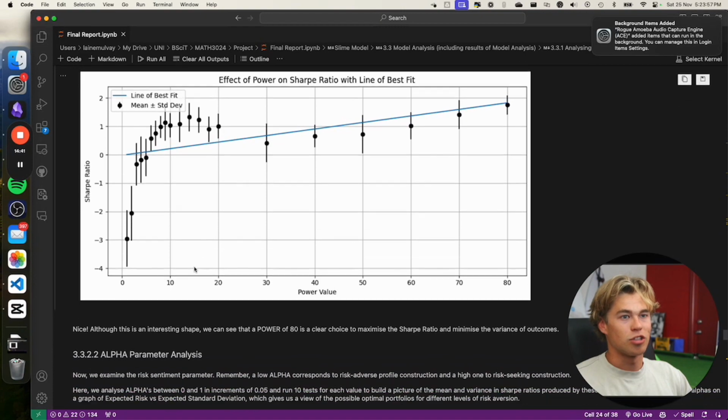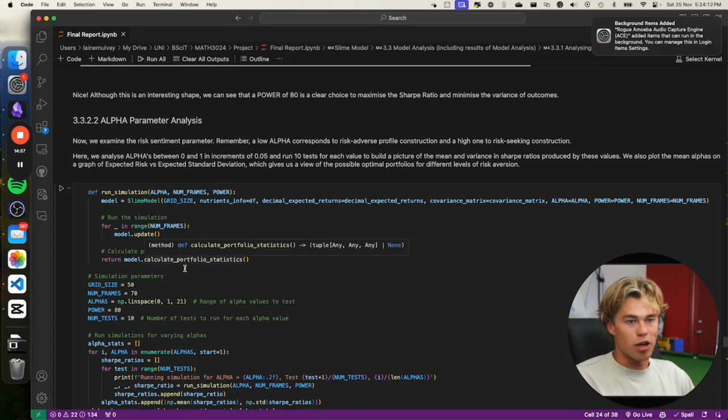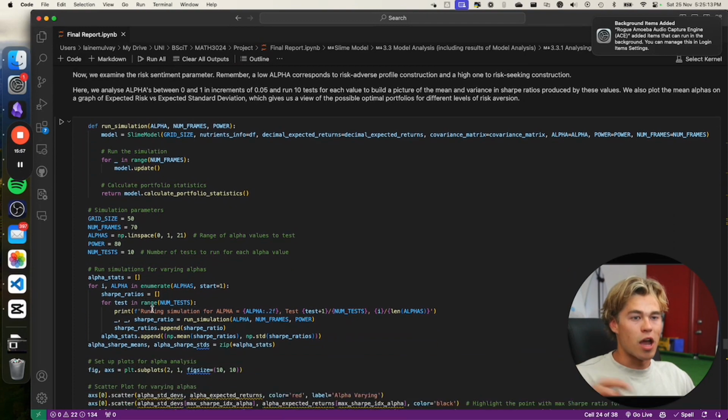And so tuning this parameter, I found that a power value of 80 gave the best Sharpe ratio and the lowest standard deviation. Next, we tune the alpha parameter, which is basically your investor sentiment, and this is quite an important parameter. It determines how much the slime is attracted to stocks with high expected returns versus repelled from stocks with high risk. A risky investor sentiment cares only about stocks with high expected return and doesn't care about risk, whereas a conservative investor sentiment cares more about picking stocks with lower risk than stocks with high expected returns. And so I can tune this parameter between 0 and 1.